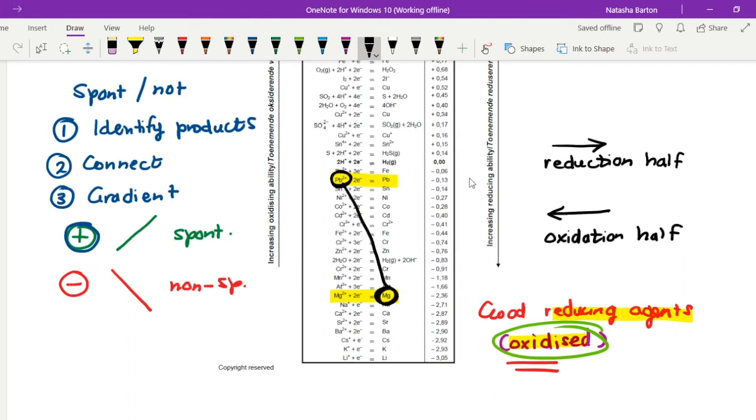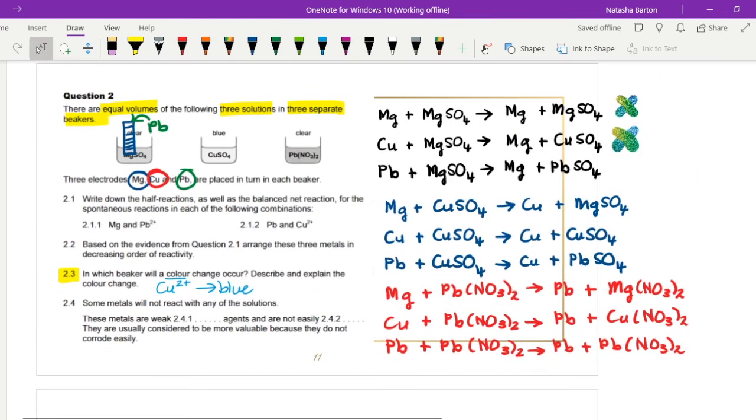Again, can you see we have a negative gradient? That means that this reaction will not take place spontaneously. We need something to drive the reaction. And since we don't have anything driving the reaction, this is just not going to happen.